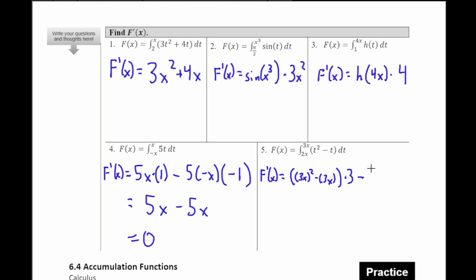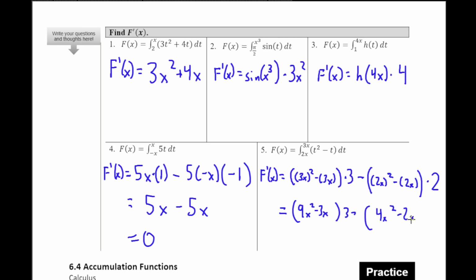Now you subtract, you plug in the 2x for t. So it's 2x squared minus parentheses 2x. And you multiply by the derivative of 2x, which is 2. Now if you want to continue going on with this, simplifying what's inside the parentheses, 3x squared, that's 9x squared minus 3x times 3 minus 4x squared minus 2x times 2.